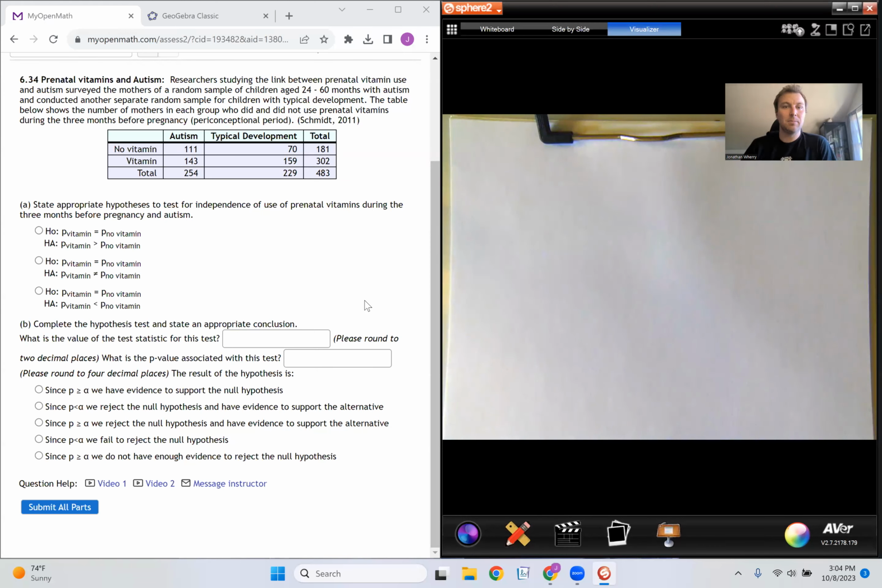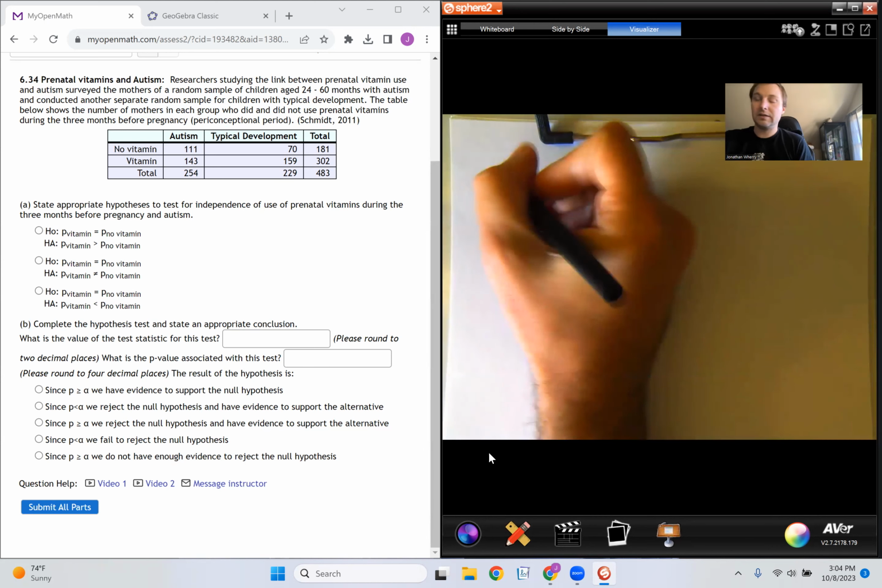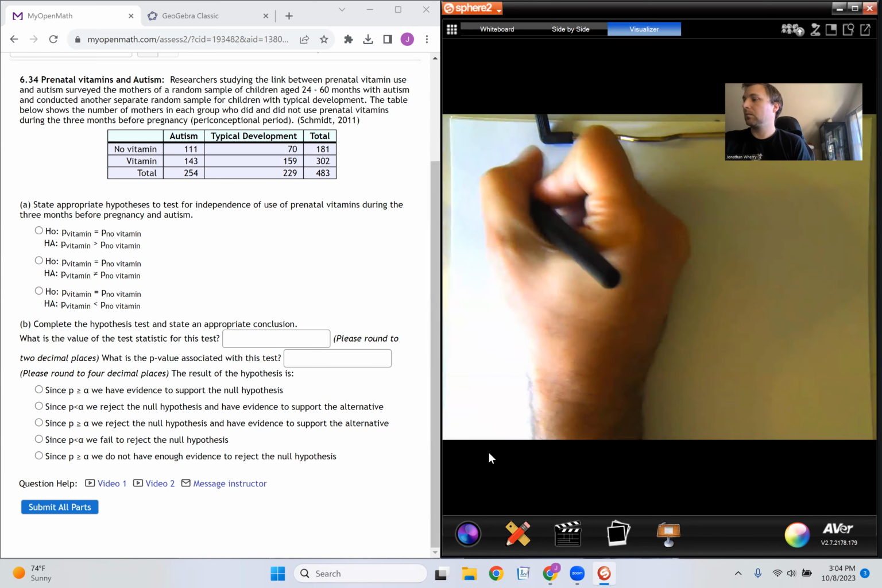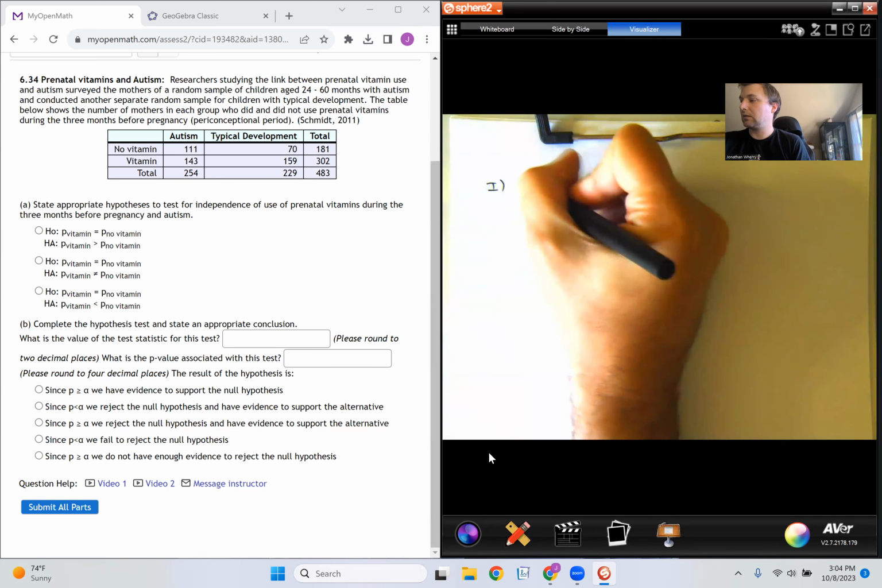Take a look at an example of chi-squared, and this is a test for independence. I've got stating the hypotheses, finding the test statistic, p-value, conclusion. I've got my 4 steps to my 4-step method. So the first step are my hypotheses.